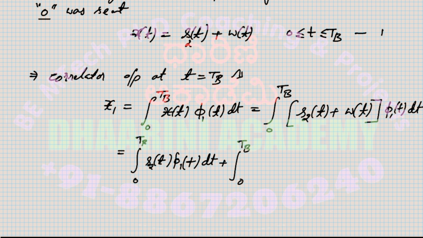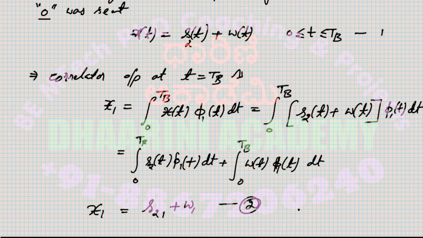So recall the previous step. After the integration, I am expecting a constant as the answer. Correct? So as a result of this integration, you should get the constant denoted like this. Okay, let me write that once again. So this is phi 1 of t dt. So the constants we can write as, on the left hand side, I have x1 is equal to, what is this? This is s21, right? Plus the w. So this is equation number 2.